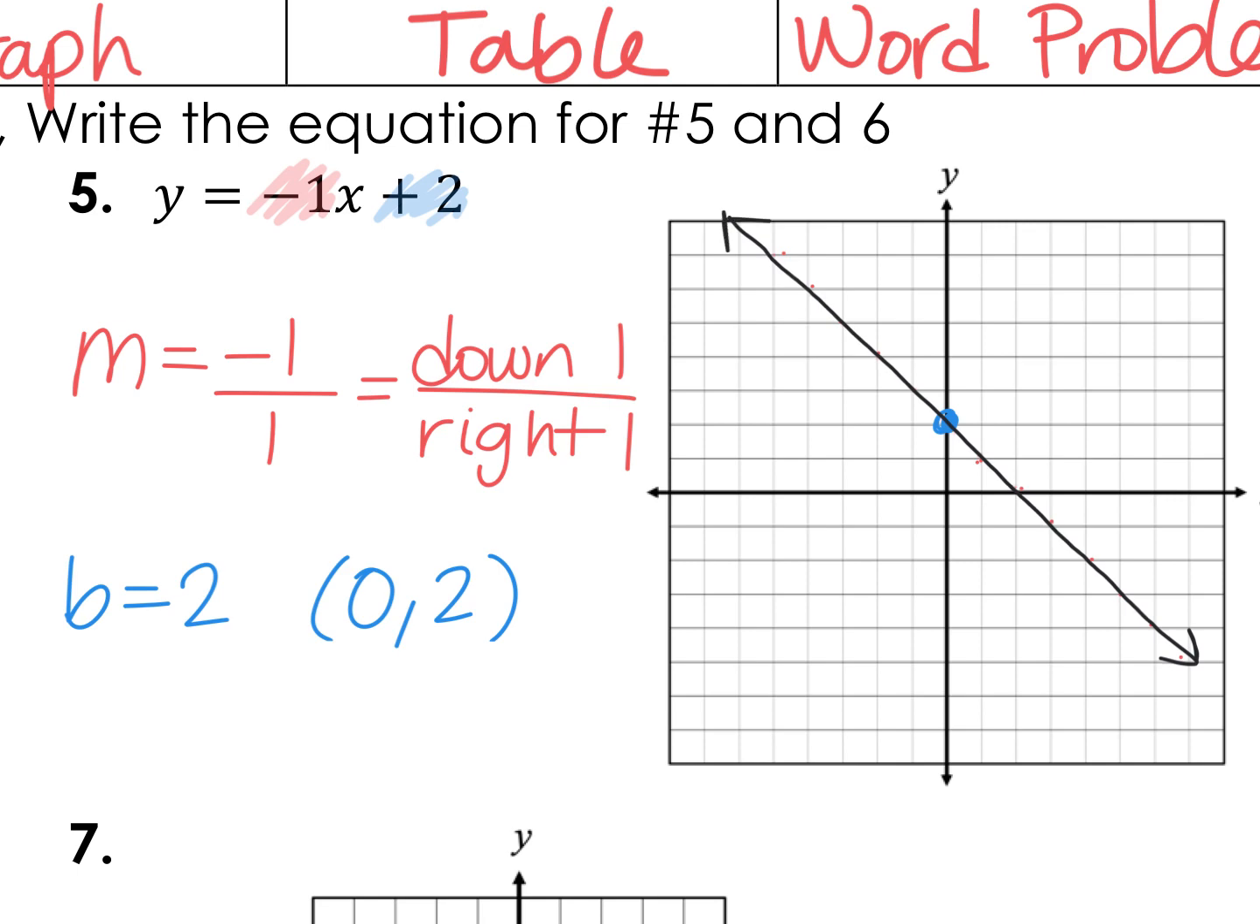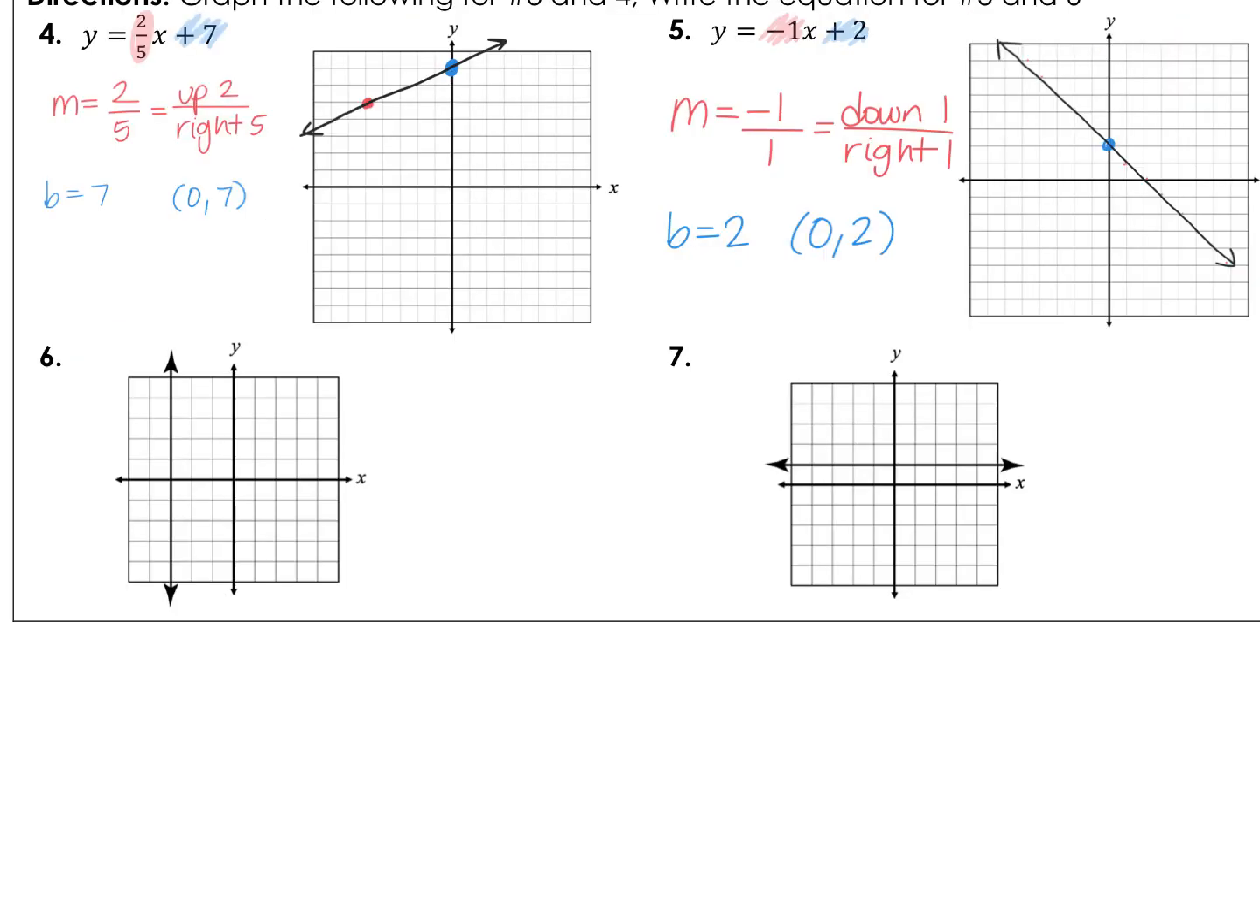Look at these last two and talk to your table. Do you have any idea how to write the equation of the lines for the last two here, the horizontal and vertical one? This is the worst part. Okay. Horizontal lines.